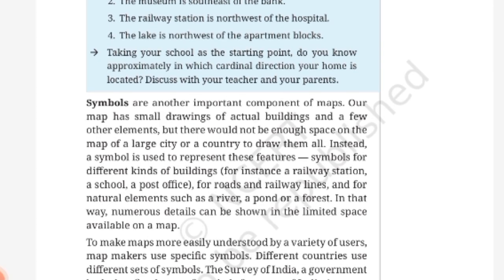Symbols are another important component of maps. Our map has small drawings of actual buildings and a few other elements, but there would not be enough space on the map of a large city or a country to draw them all. Instead, a symbol is used to represent these features: symbols for different kinds of buildings, for instance a railway station, a school, a post office, for roads and railway lines, and for natural elements such as a river, pond, or a forest. In that way, numerous details can be shown in the limited space available on a map.